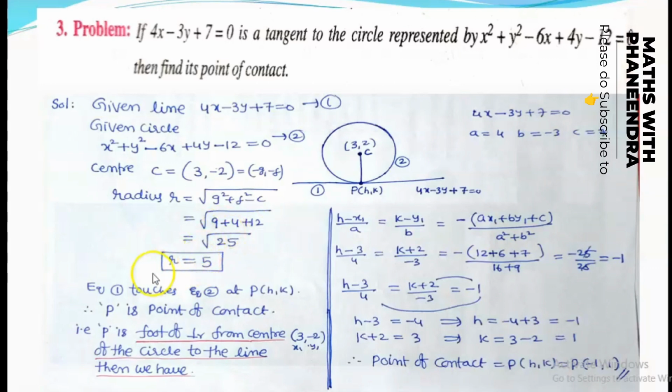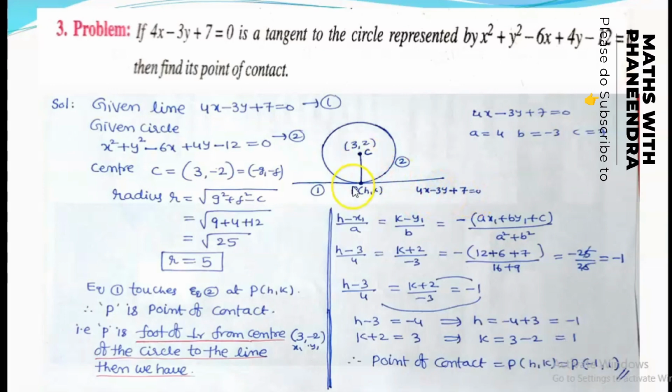After that, equation 1 touches equation 2. That means this line is a tangent to the circle. Whenever the line touches the circle, one and only one point will be there, P of h comma k. That is called the point of contact. How to calculate the point of contact? That is our question. Let P of h comma k be the point of contact. From the diagram, if you observe, the point of contact is the foot of the perpendicular from the center of the circle to the line 4x minus 3y plus 7 equal to 0.